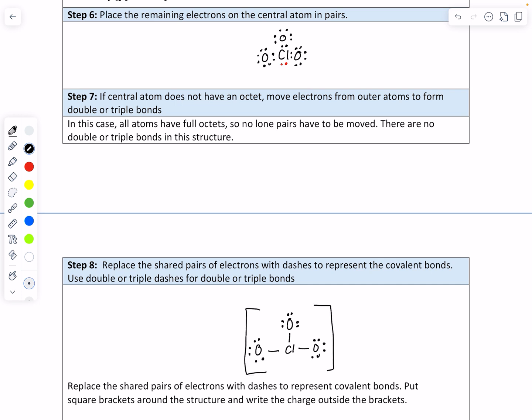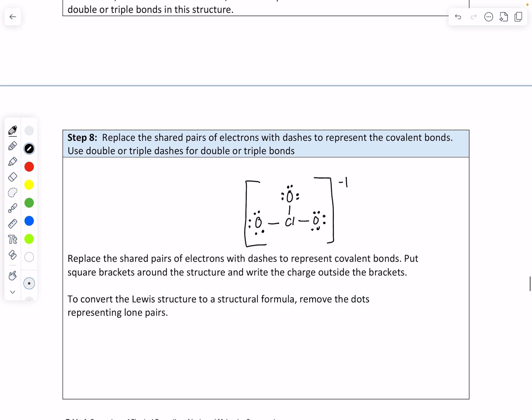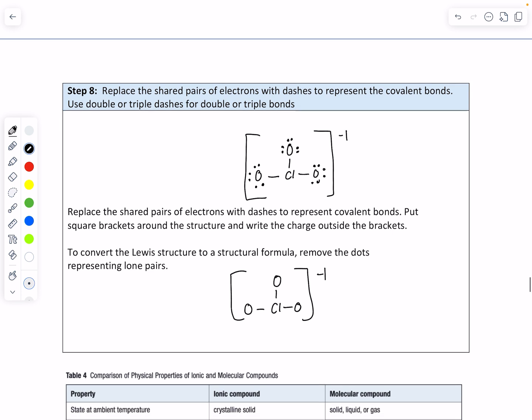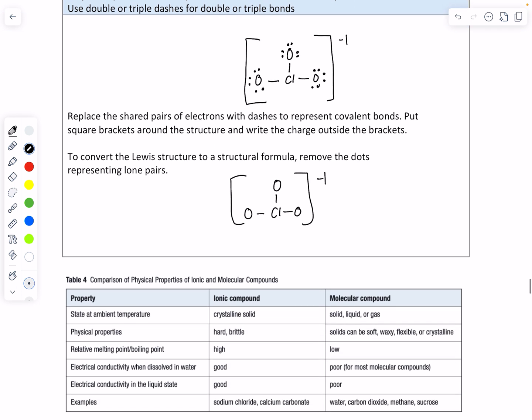Place square brackets around it and indicate the overall charge. To convert the Lewis structure into a structural formula, remove any of the dots representing lone pairs. And there you go, we have our Lewis structure converted into a structural formula for the chlorate ion.